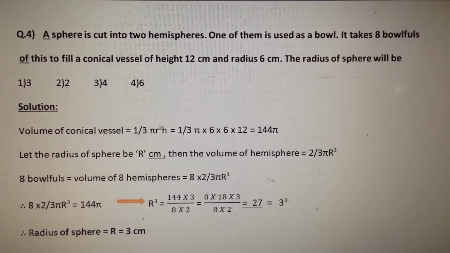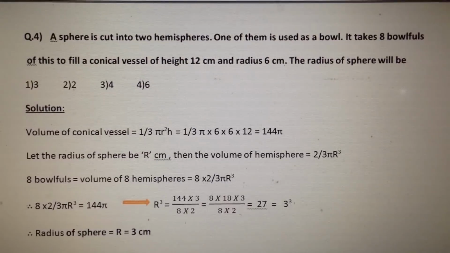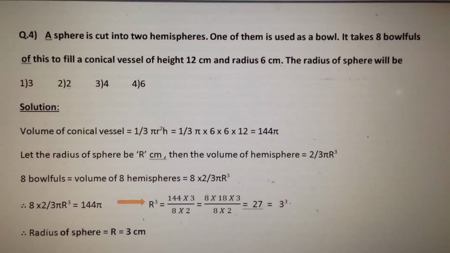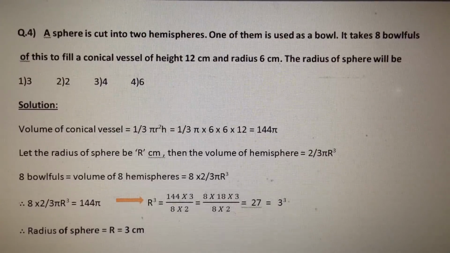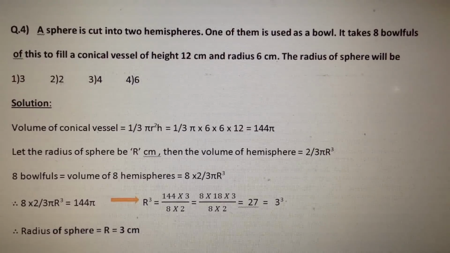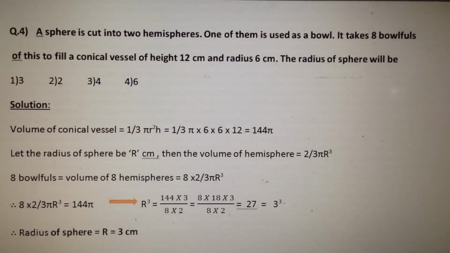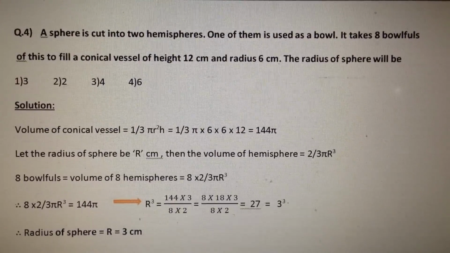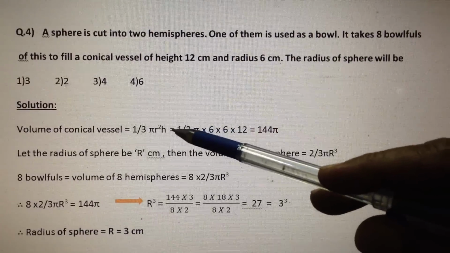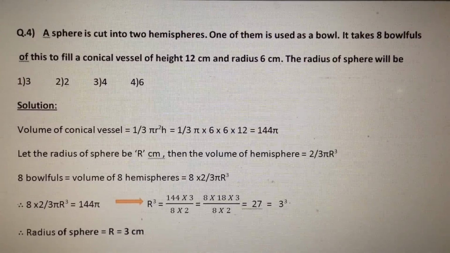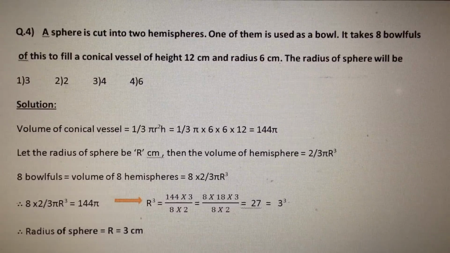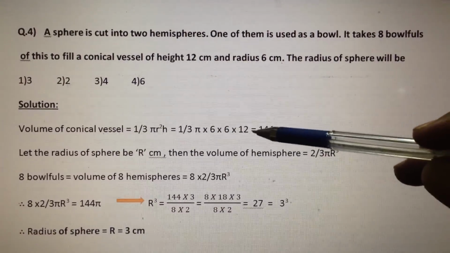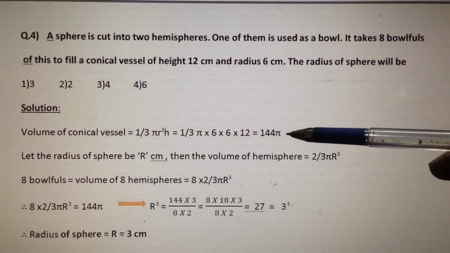Next question. A sphere is cut into two hemispheres. One of them is used as a bowl. It takes 8 bowlfuls of this to fill a conical vessel of height 12 centimeters and radius 6 centimeters. Now what is the radius of the sphere? Now we know that the volume of a conical vessel is 1 by 3 pi r square h. Now height and radius are given, so the volume is 1 by 3 pi into 6 into 6 into 12, which is equal to 144 pi.